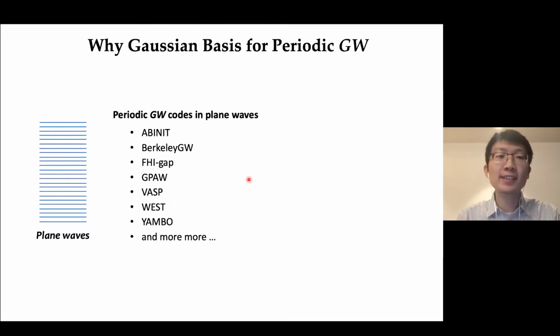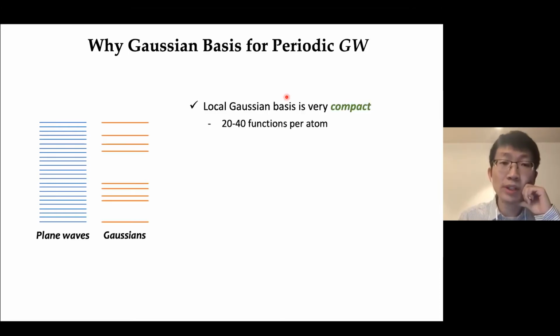Up to date, there are quite many GW codes for periodic systems that completely or partly rely on plane waves. So here is just a very incomplete list of these GW codes. But here our purpose is to instead use a Gaussian basis for the periodic GW method. And the reason for that is the following.